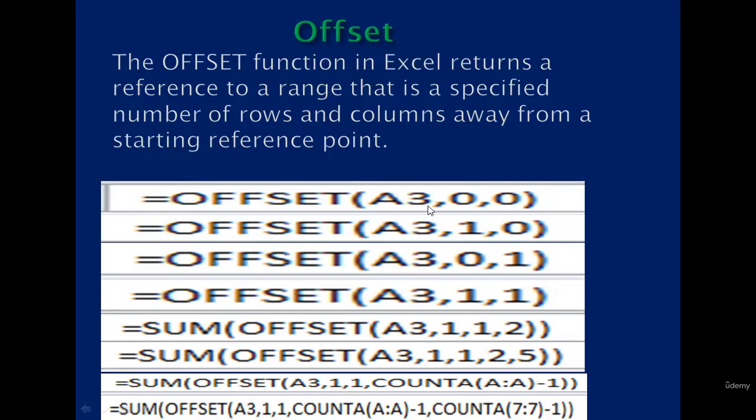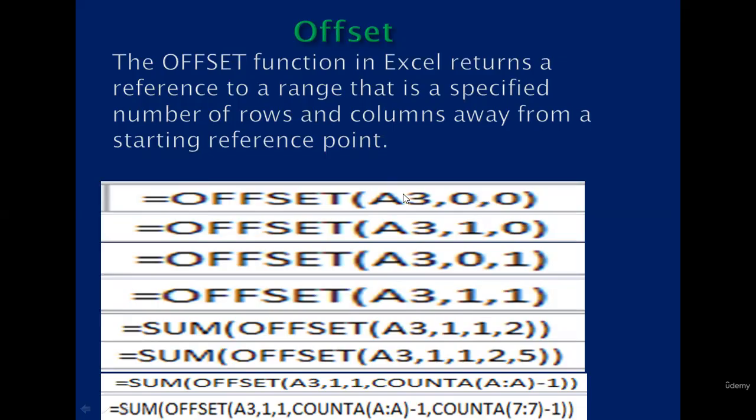You can see here, this is A3. After putting in the offset function, you have to take any reference here. This is a base reference, and this 0 is for row and this 0 is for column. So if I'm taking the A3 reference here and I'm not moving on row or column, you will get the output from A3. Whatever value is available in A3, you will get the same data in your result.